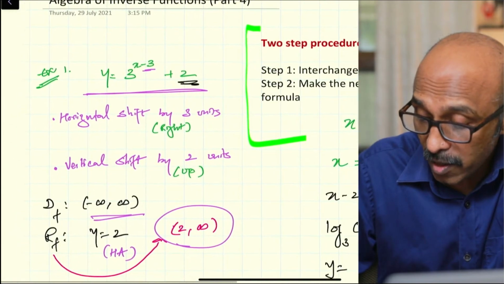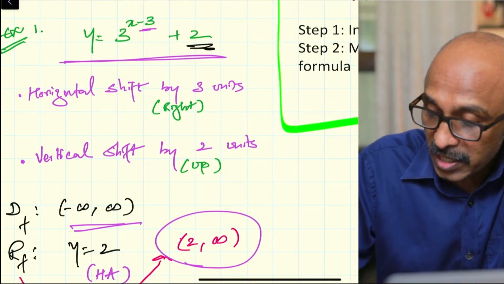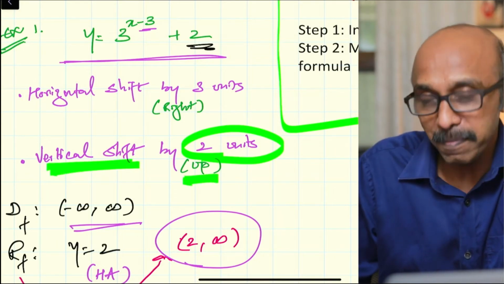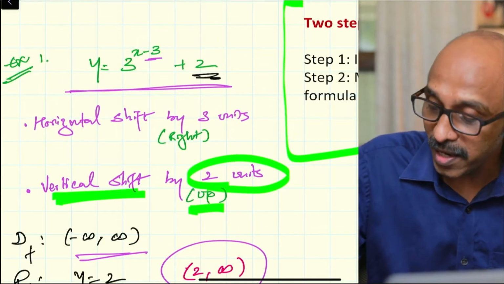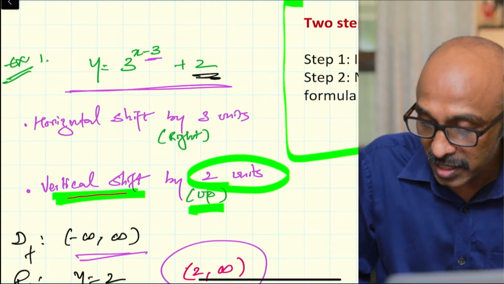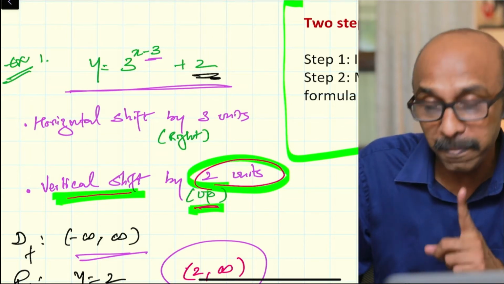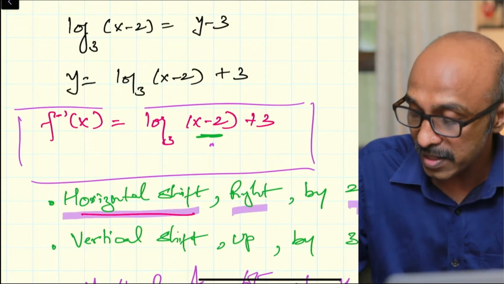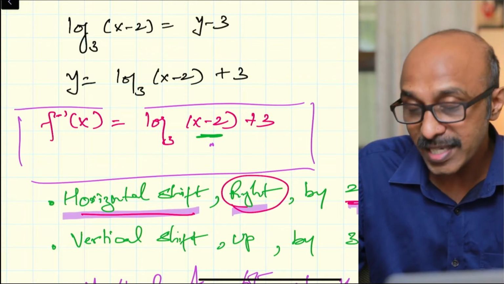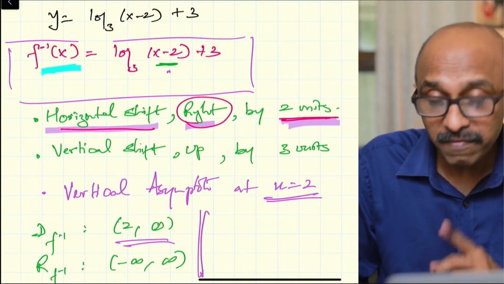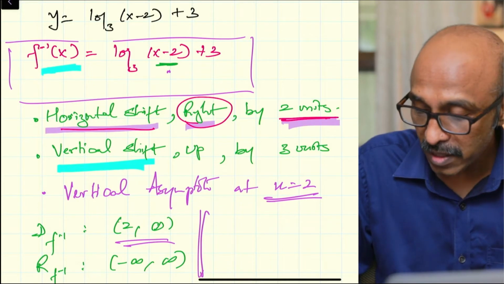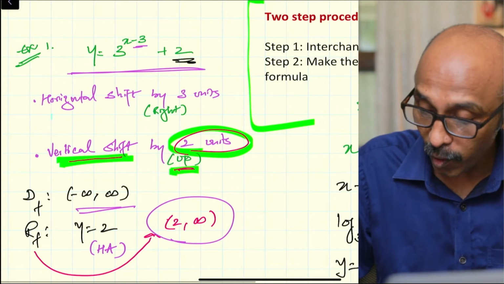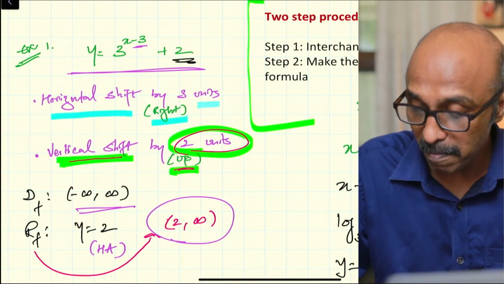And when we look at our original function, the 2 units accounted for a vertical shift, and it's going up. I want you to note this very carefully, okay? The original function has a vertical shift of 2 units going up, and its inverse has a horizontal shift going right by the same 2 units. And the inverse function has a vertical shift going up by 3 units, whereas the original function has a horizontal shift going to the right by 3 units.